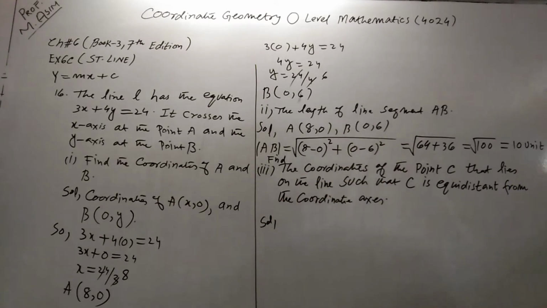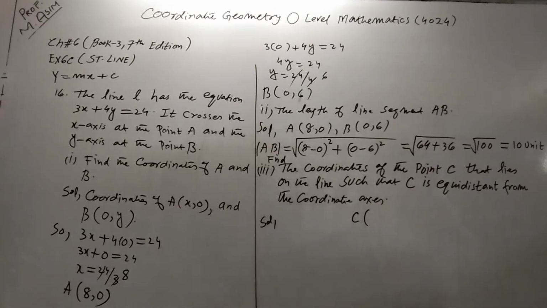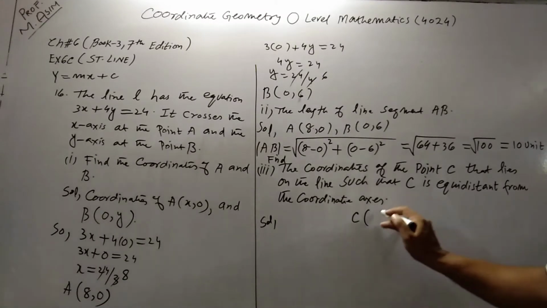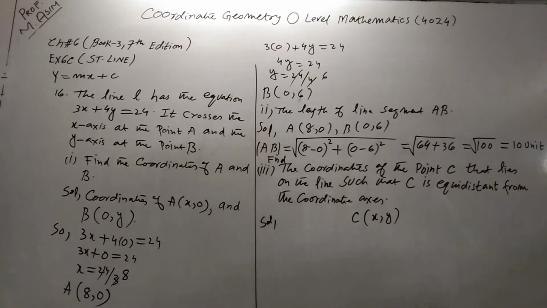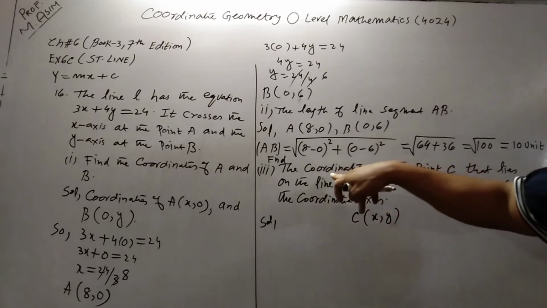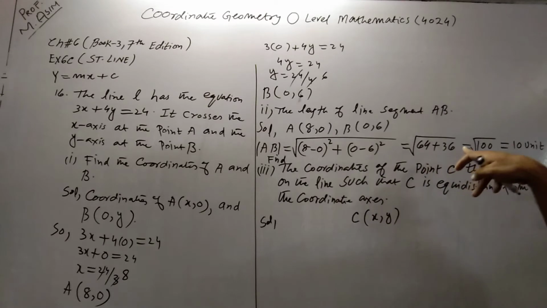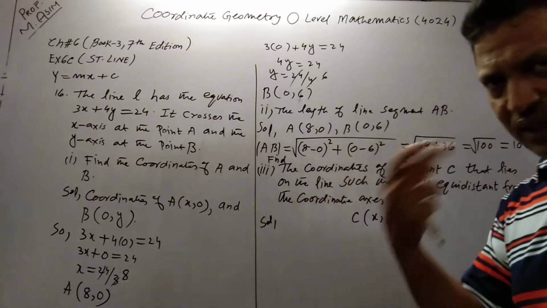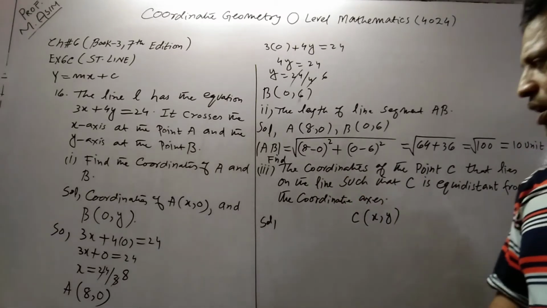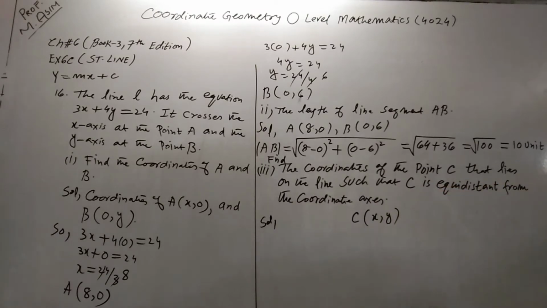First we have to assign the coordinate of C. We can assign the coordinate of C, for example x, y, because we don't know the value of x and y. Now see this word, the coordinates of the point C that lies on the line. I will tell you this meaning, that lies on the line, after few seconds, such that C is equidistant from the coordinate axis.